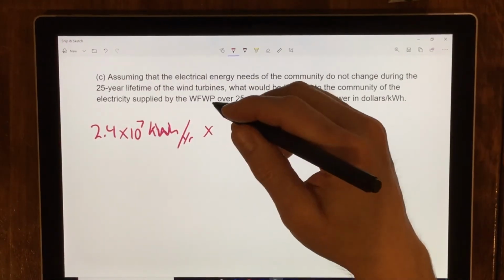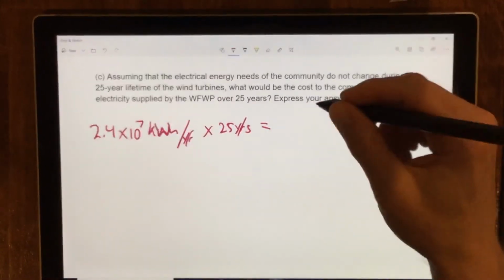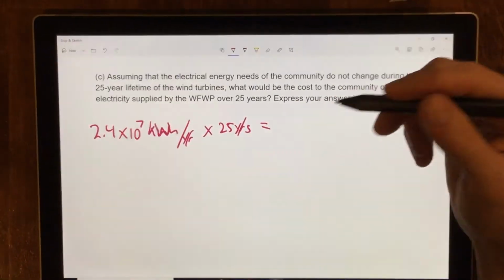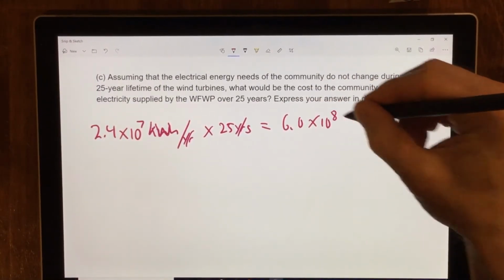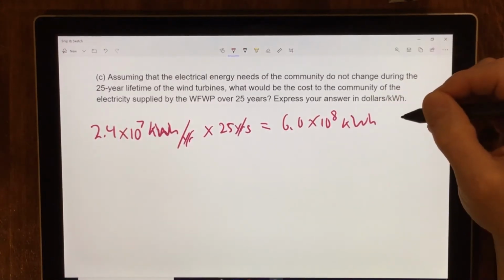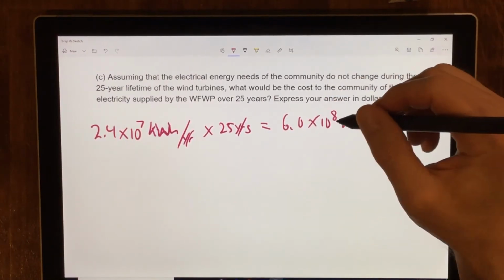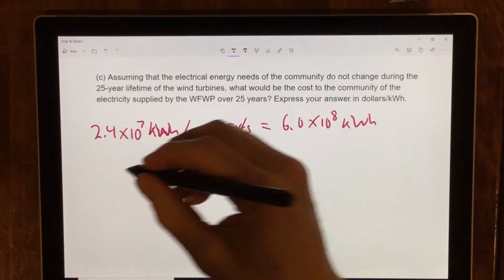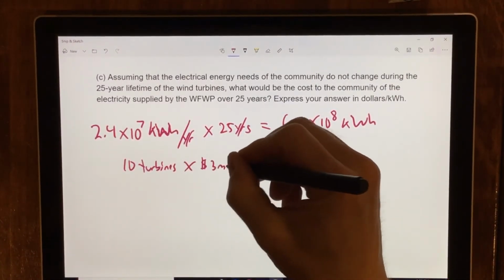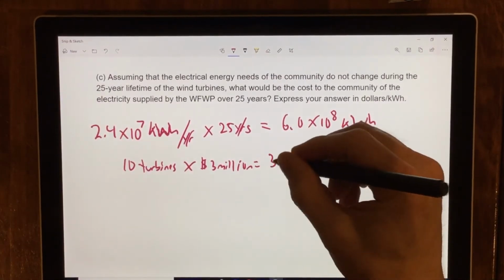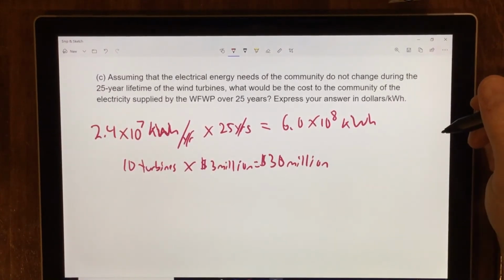Okay, if we multiply that by 25 years, all right, so that cancels the years, you get how many kilowatt hours the 3,000 homes are going to need in 25 years. So that is 6.0 times 10 to the 8 kilowatt hours. Okay, and now we want to know how much it's going to cost. So we need to produce that, right? And 10 turbines, and they're 3 million each. So that's a cost of $30 million for the 10 turbines.